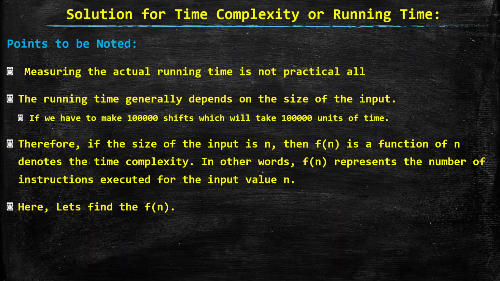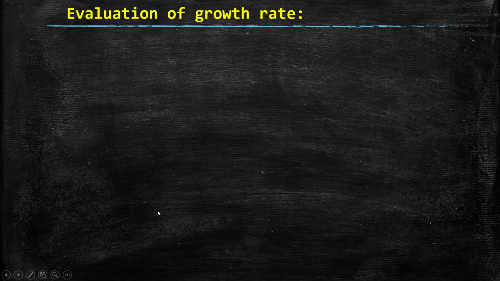So here let's find the functions. If we note it as a function of n, that is defined as the time complexity, and we can represent it mathematically. So let's make a function. While functioning, n is the input value, or the size of the input. So let's find the function f(n).